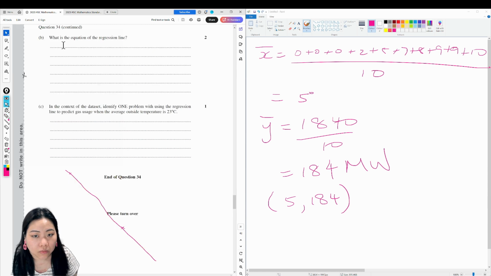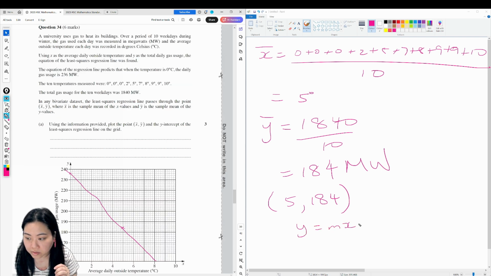Then B, what is the equation of the regression line? Y equals mx plus b. B, we already know, is 236. The m is going to be the gradient of the line, which I know is going to be a negative just by looking at the line. But to work it out, it is rise over run. Rise being y2 minus y1 over run x2 minus x1.